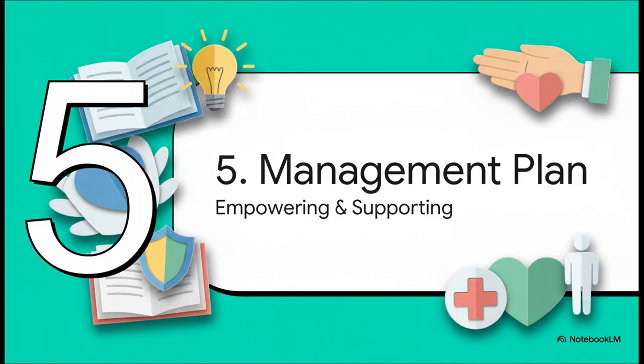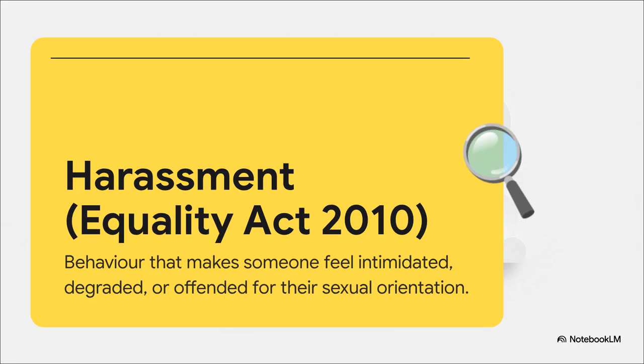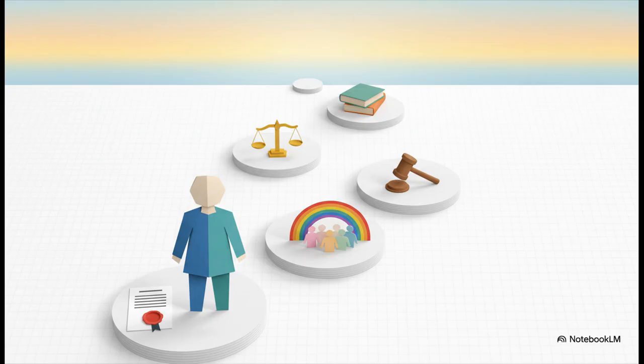So, the management plan has 2 key parts. First, you empower the patient with knowledge about their rights. Second, you provide direct medical and psychological support. You need to explain that what's happening to them is actually illegal under the Equality Act 2010. Naming the law gives your validation real weight and shows them there's a formal system in place for protection. You're going to outline the practical steps the patient can take. This gives them a sense of control and a clear path forward. You are arming them with options.